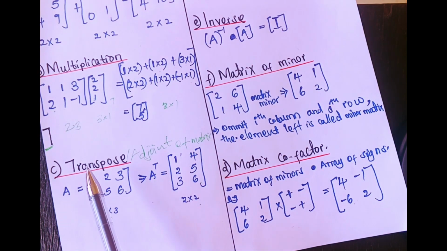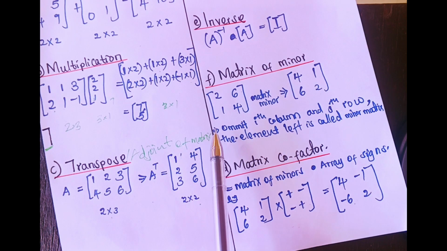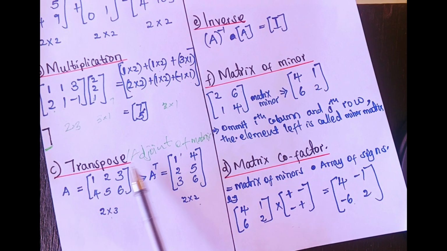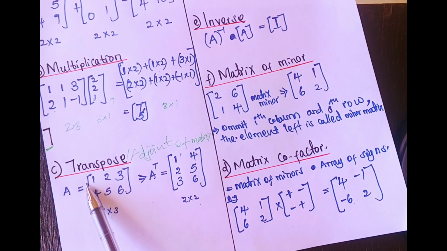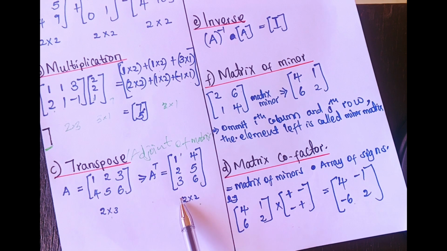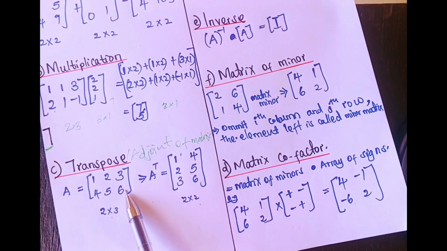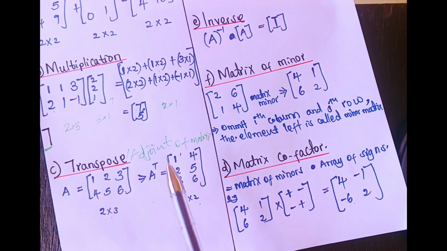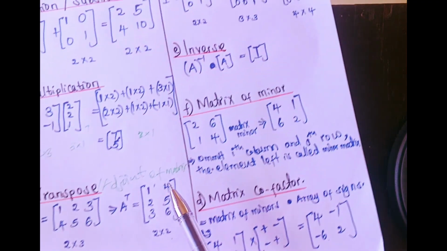So let's go on to transpose or adjoint of a matrix. For the transpose or adjoint of a matrix, if we are given this matrix, I am asked to find its transpose. So we are going to change rows into columns. For example, here we are given 1, 2, 3. So we change this 1, 2, 3 from a row to a column. And 4, 5, 6, we change it from a row to a column. So we are changing rows to columns.